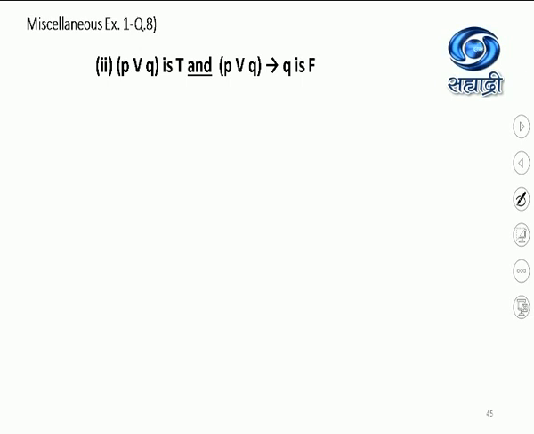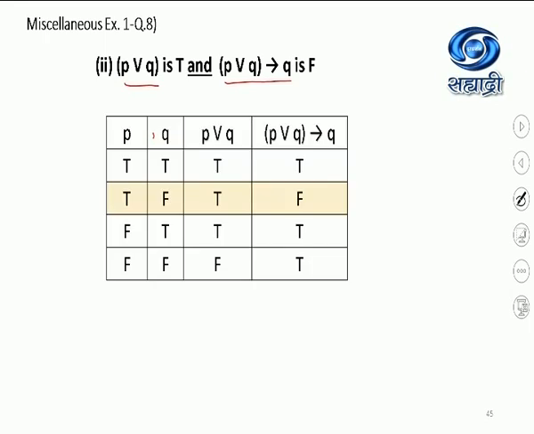Let's go to the next example. P or Q is T and P or Q implies Q is F. So that means I have to prepare the truth table for P or Q and P or Q implies Q. Here is the table. We have seen the values of P and Q in the first two columns come by default as T, T, F, F and T, F, T, F. P or Q, I have already done in the previous sub question, where only the F, F combination is F, and all other values are T. Now, I have to take the truth value for P or Q implies Q.